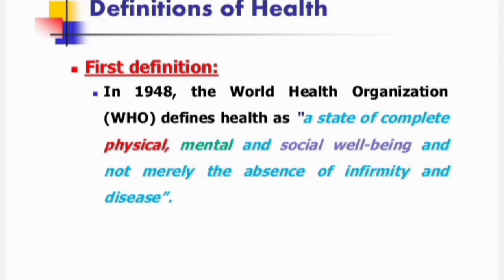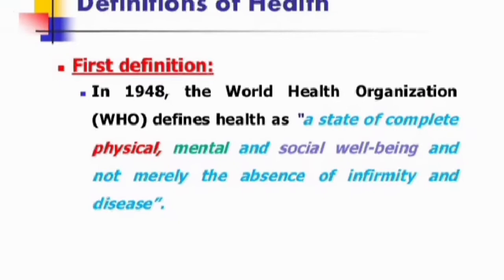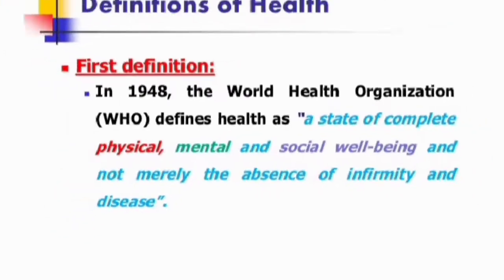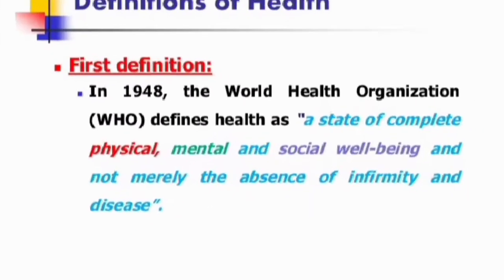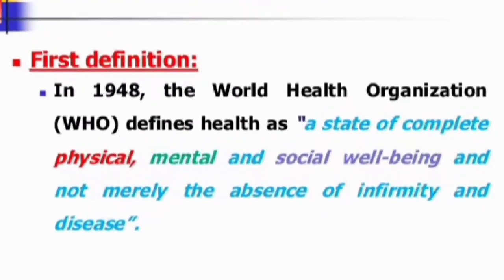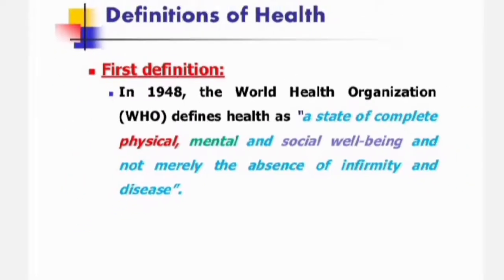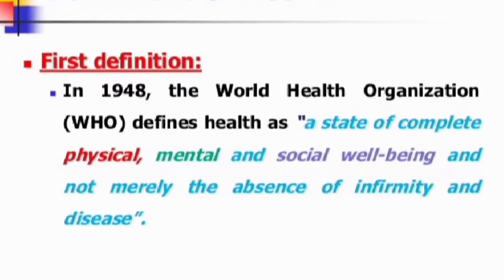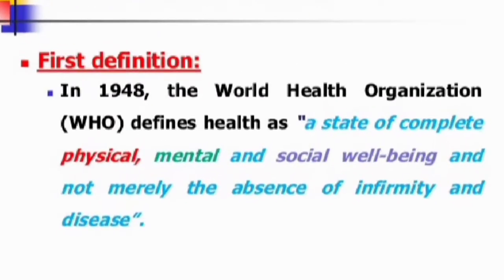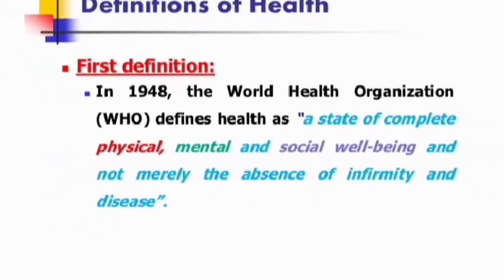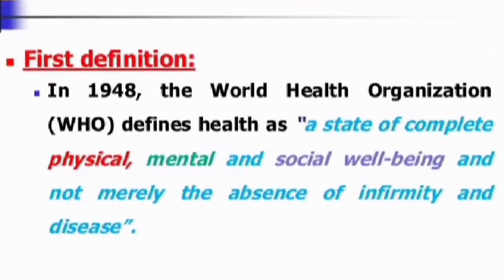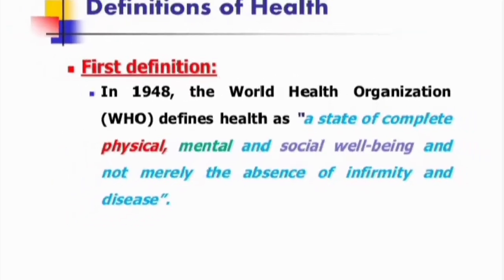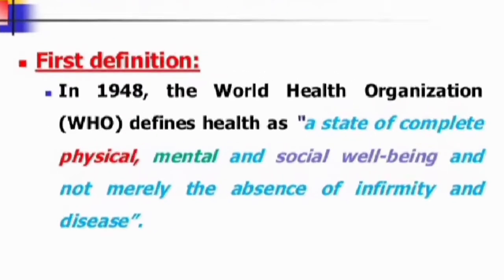So what is the definition of health? The first definition, in 1948, was given by the World Health Organization. Health is a state of complete physical, mental and social well-being, and not merely the absence of disease. This is the first definition, defined by WHO in 1948. This is the most important definition of health, and remember it.